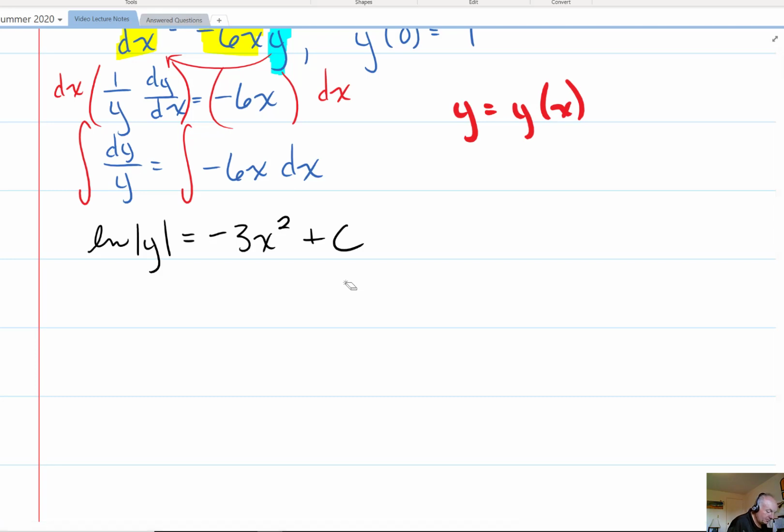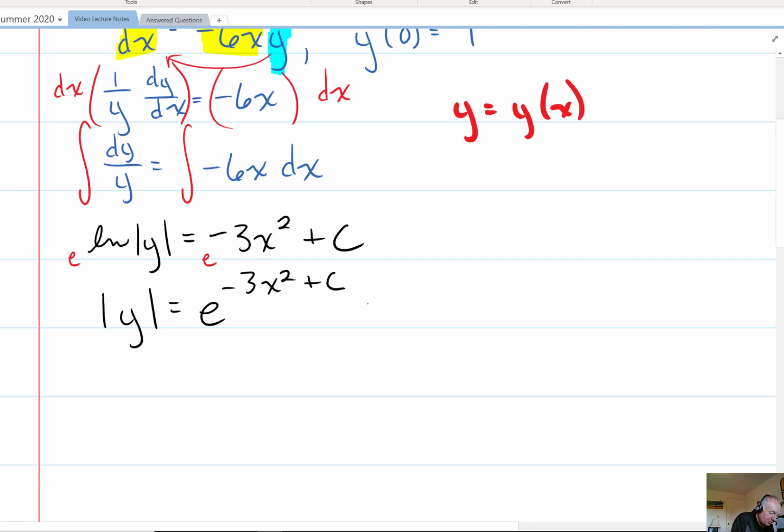All right, so to do that we would just exponentiate both sides. So you take e, use the left hand side as an exponent on e, and the right hand side as an exponent on e, and that leads us to this right here. The absolute value of y equals e to the negative 3x squared plus c.